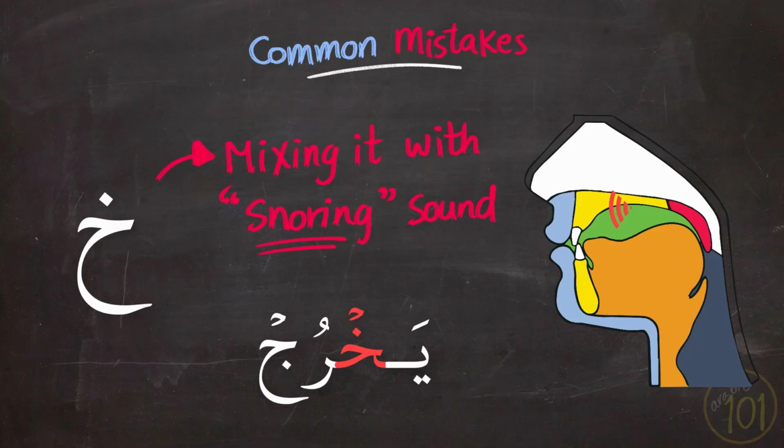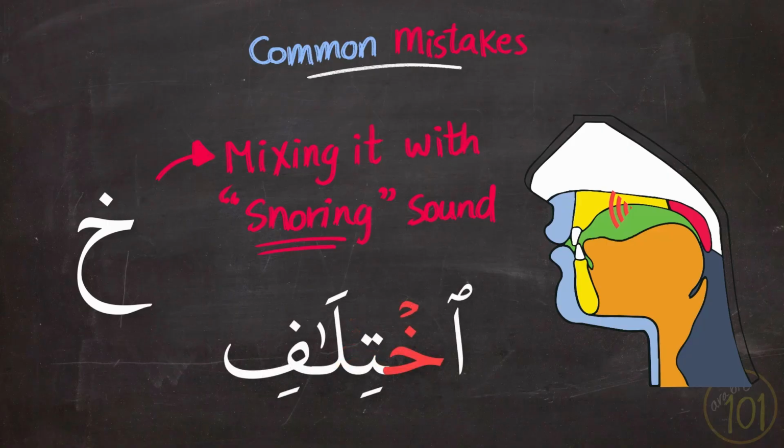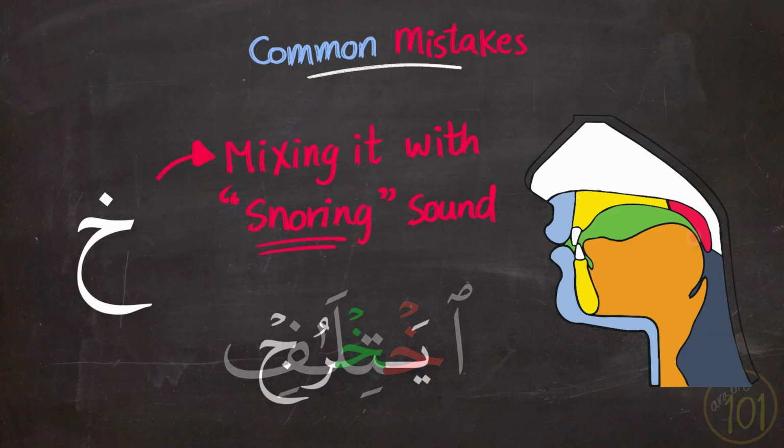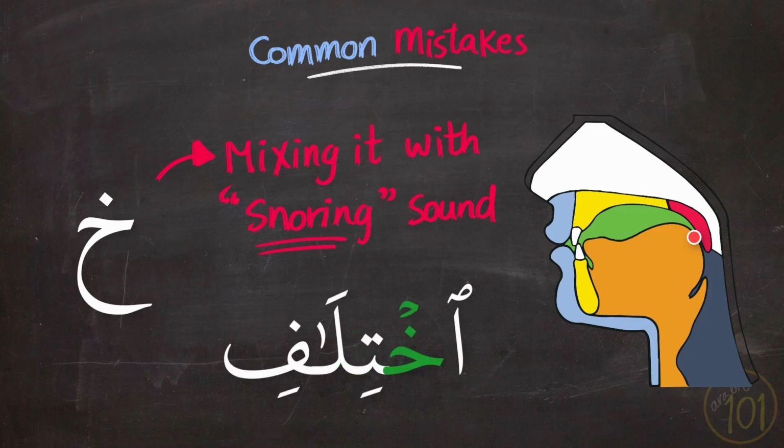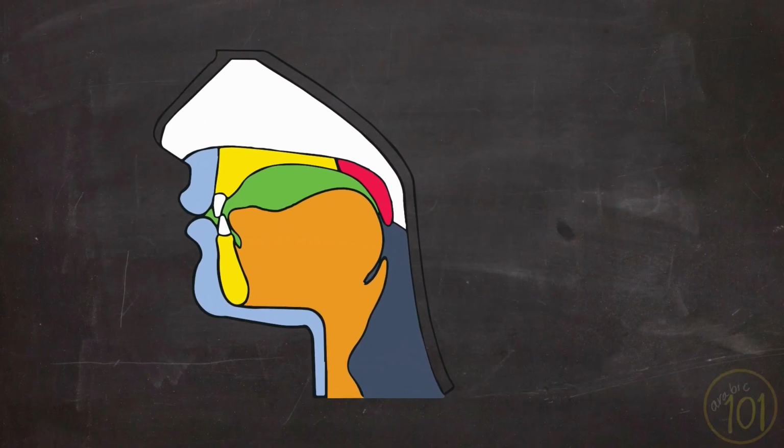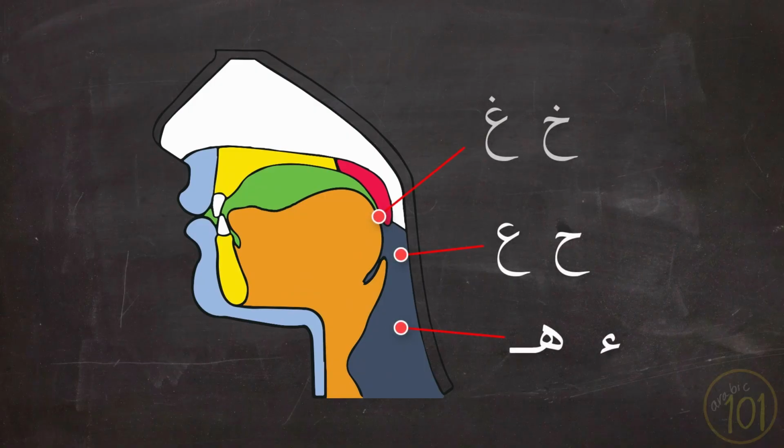يخرج, اختلاف. And this is of course not correct because the sound of kha should become from much deeper in the mouth, in fact from the nearest part of the throat. يخرج, اختلاف. So the throat as an area of articulation produces these 6 sounds or letters from 3 articulation points.